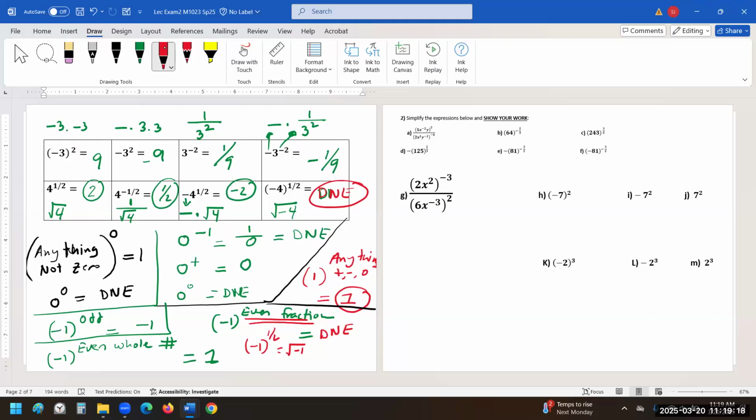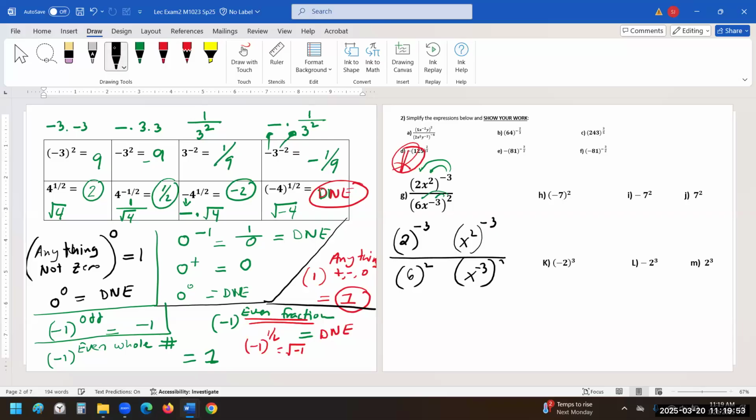So from here, I'm going to give this type of question again, because this is the final exam question. And most of you got this wrong. Most of you, almost 95%. So step 1, you distribute. We get 2 to the negative 3, x squared to the negative 3, 6 with the 2, x to the negative 3 with the 2.